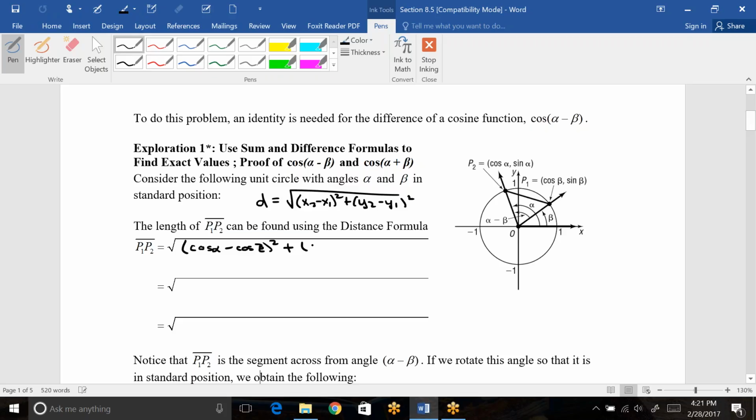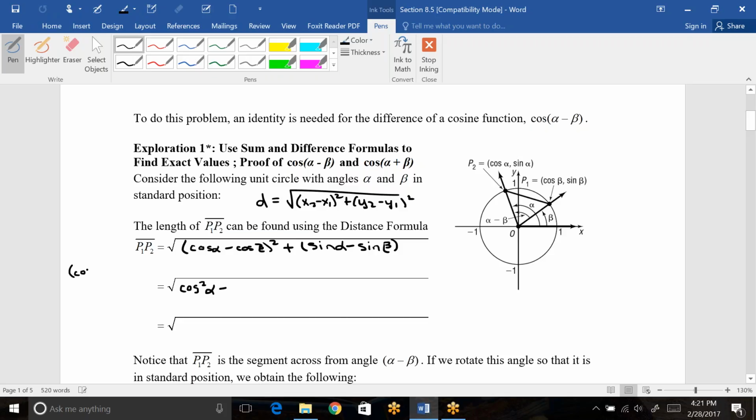squared plus sine of alpha minus sine of beta, because remember on the unit circle, cosine and sine of that angle relate to the actual x and y coordinates. So we're going to FOIL all of this out and see what we get. So this would be cosine squared alpha. You'd get minus cosine alpha cosine beta, another minus cosine alpha cosine beta.